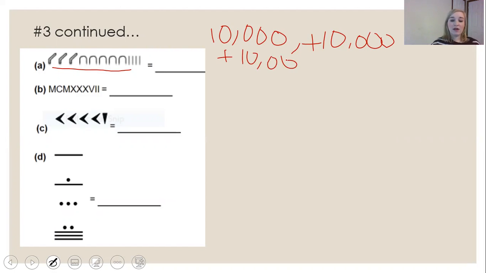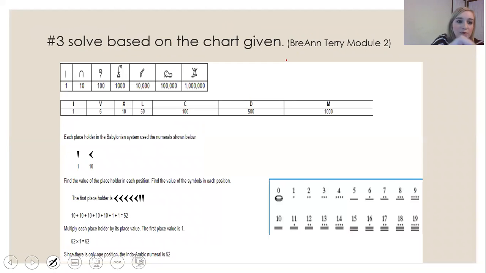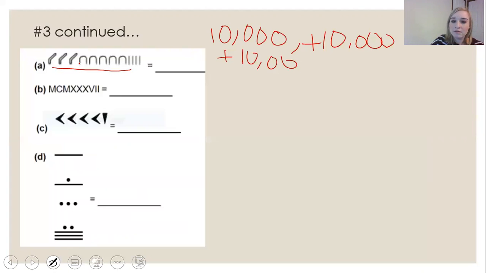Okay, so we've got that out of the way. Now we're going to look at these upside down U-shaped symbols and see what they mean. Well, we can see from here that they mean 10. So how many of them do we have? 1, 2, 3, 4, 5.